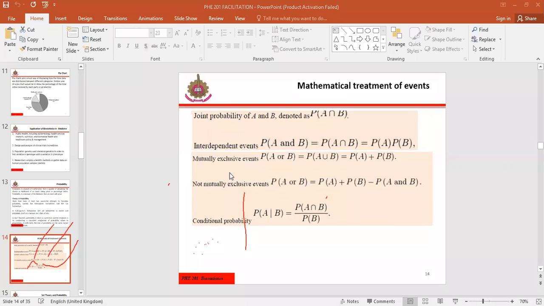Now, mutually exclusive events means that the outcomes of two events cannot be the same thing. Take for instance, let's say you throw a die. Now, you know that when you throw a die, it is either you have the head or the tail. No, not a die, sorry, a coin.